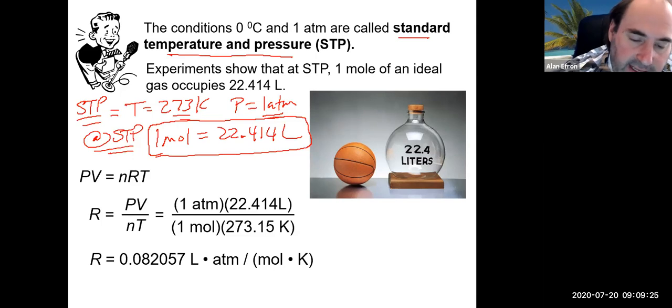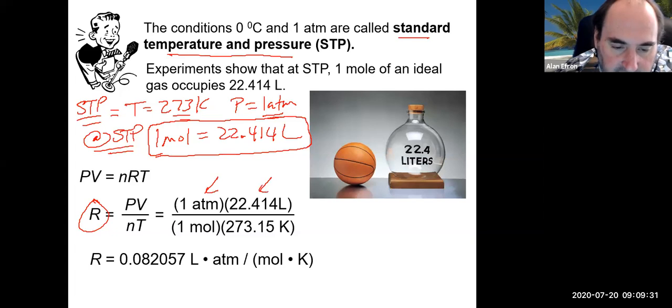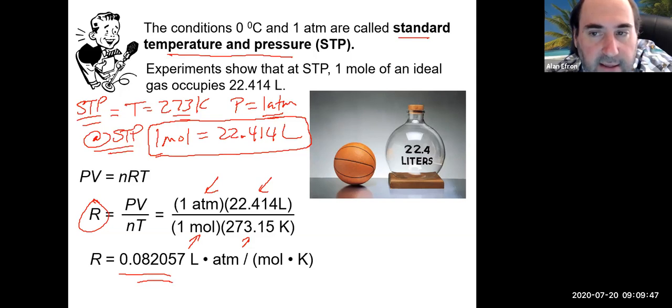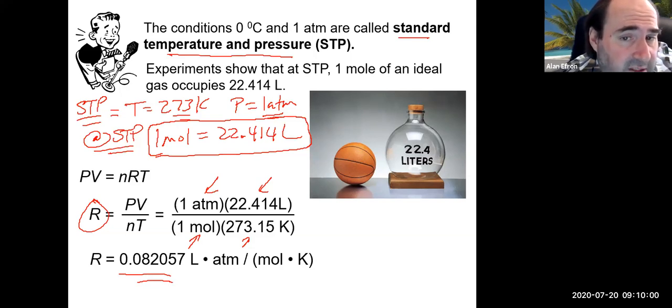This is really how we get the value of R. If we take the ideal gas law and solve for R, putting in everything at STP conditions, pressure 1 atmosphere, temperature 273, 22.41 liters, and 1 mole, that is how we get the value of R, our gas constant. Again, a reminder that 22.414 is used only for the specific time when it is STP. If it's not STP, you cannot use that. The good news is you can use the ideal gas law for any set of conditions, so you can always plug things in there.